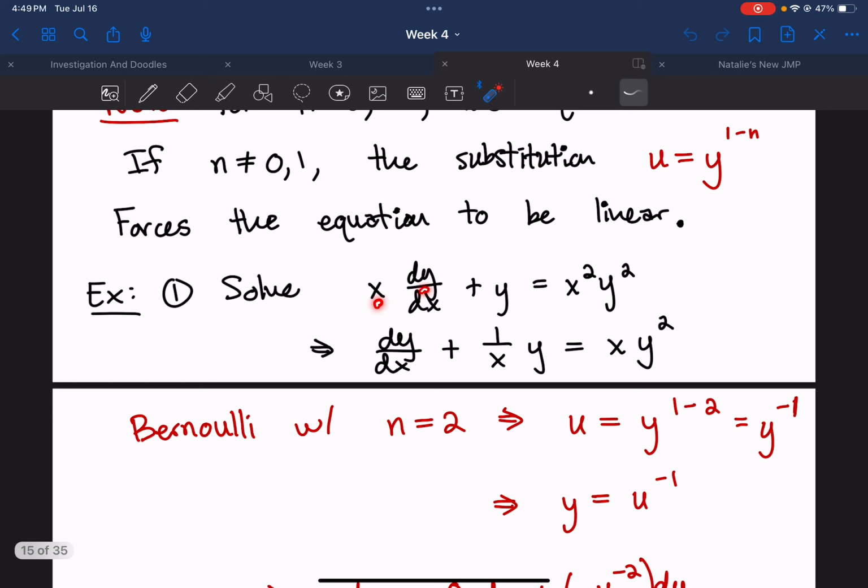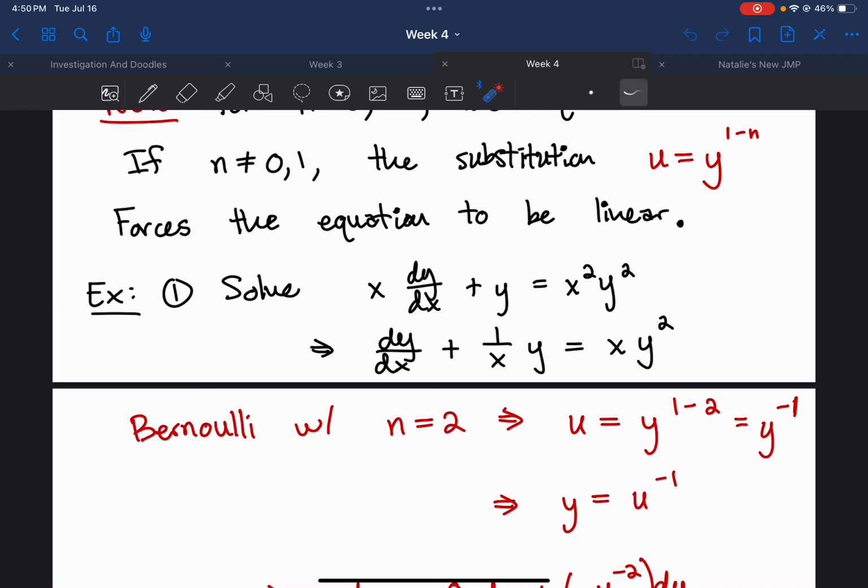x dy dx plus y equals x squared times y squared. If I divide by this x out front, I get dy dx plus 1 over x times y equals x y squared. Now, this is not linear, right? Not linear. But it is Bernoulli, with n equals 2.